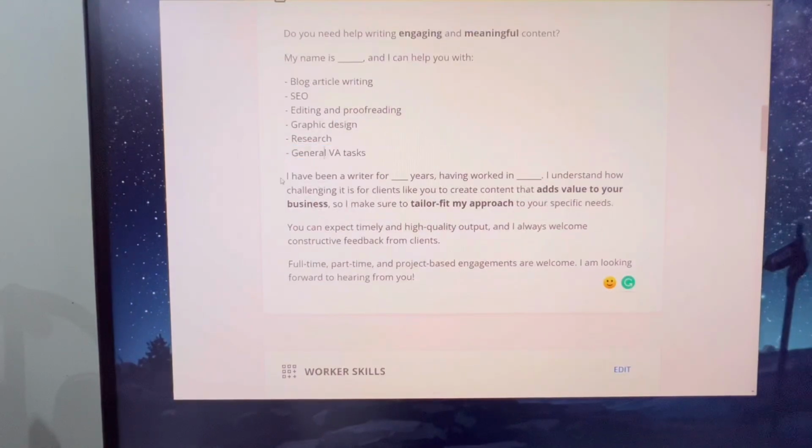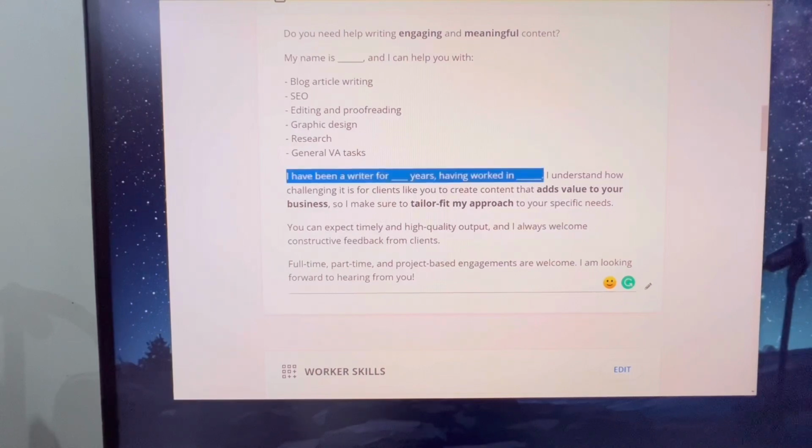And then the next part is to just put a very brief summary of who you are. Don't ramble too much about yourself. Again, you have to focus on what you bring to the client or what value you can offer. Here in this example, this is basically what I wrote about myself. So just customize it depending on your qualifications.